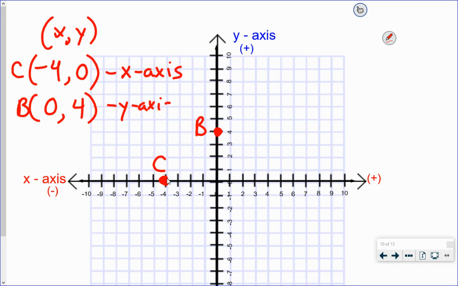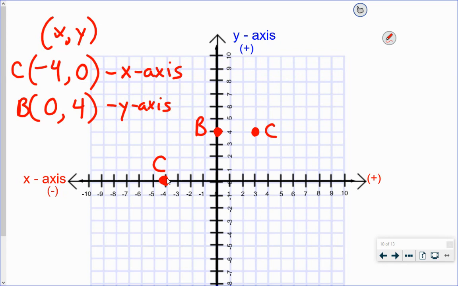It's not in a quadrant. If it were in a quadrant, it would have to be off the axis. Point B is not in a quadrant, because you can't tell me if point B is in quadrant 1 or in quadrant 2 because it's on the line. So if a point is on an axis, like B, then it is not in a quadrant.